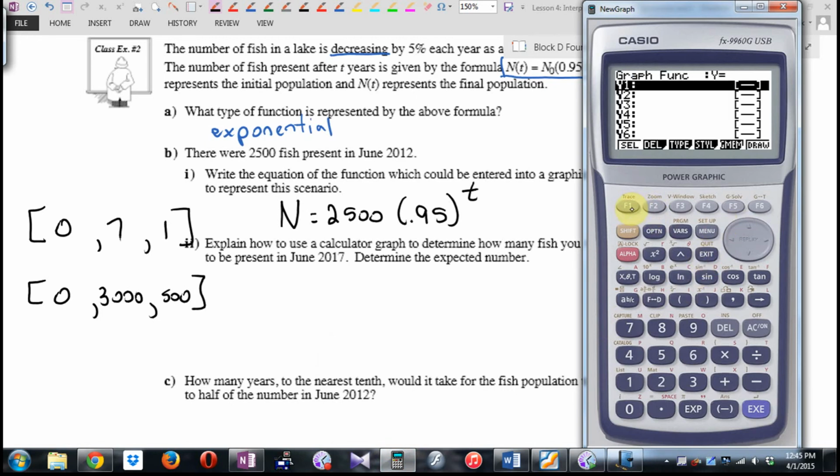Now, hit exit, delete this equation, and type in the new equation, 2,500 times 0.95 to the power of x. Again, that's a times, that's an x, and then hit execute to store it. Ideally, you should get a decay graph. Hit draw and see if you get a decay graph. Should look, there you go.